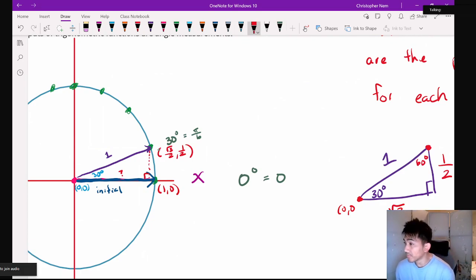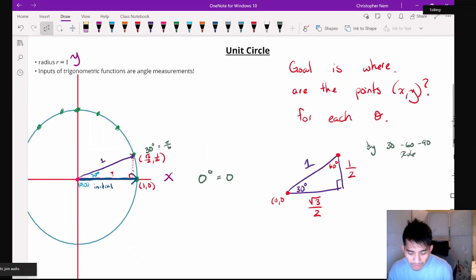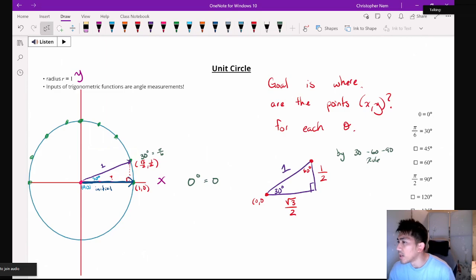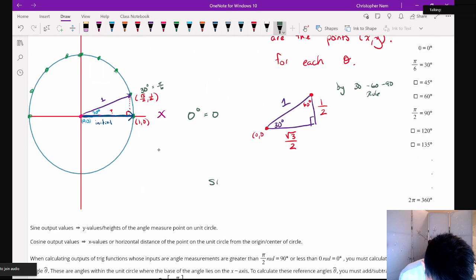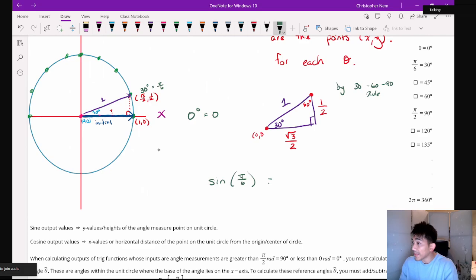Boom. All right, so that's fine and everything. That's nice. Why is this useful anyways? What is the purpose of all of this? Well, we're going to be able to calculate things like sine of pi over 6. We're going to need to be able to calculate stuff like that. Well, how do you calculate sine of pi over 6? That's the same thing as saying sine of 30 degrees. You don't have to make that conversion.